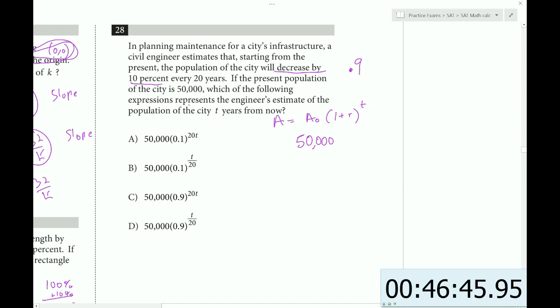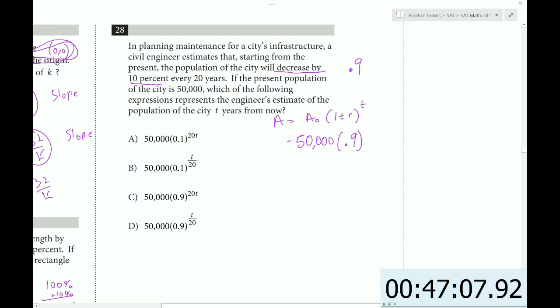Which of the following expressions represents the engineer's estimate of the population of the city t years from now? Okay. So in this case, we'll have 50,000, and then we'll have the multiplier here, which would be 0.9. In this case, 1 plus or minus r, the rate is 10%. So we do 1 subtract 10%, that gives us 0.9.